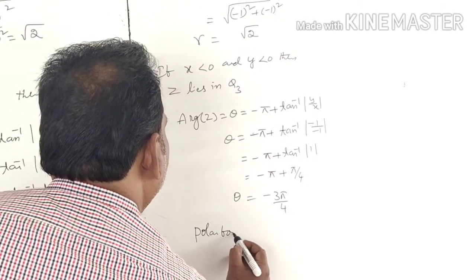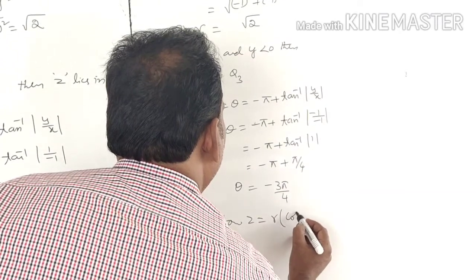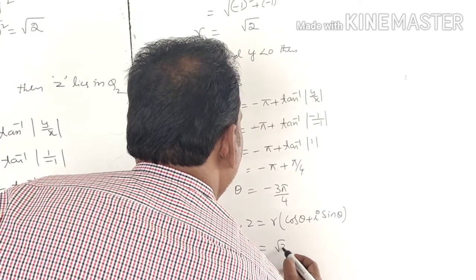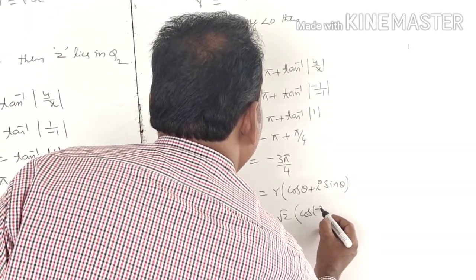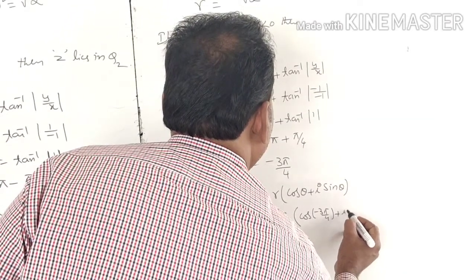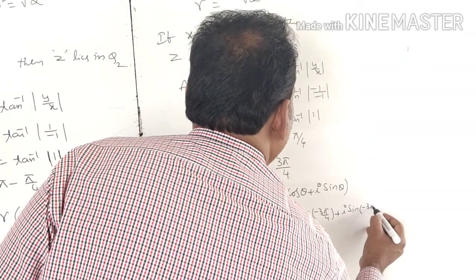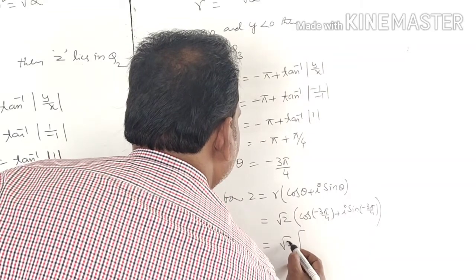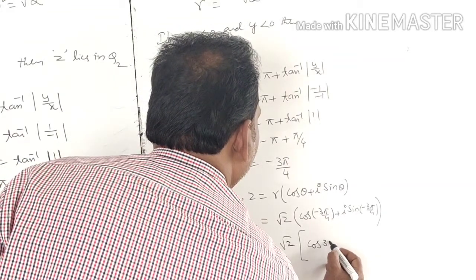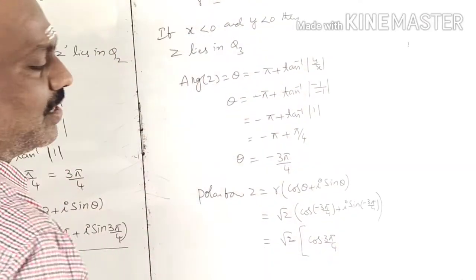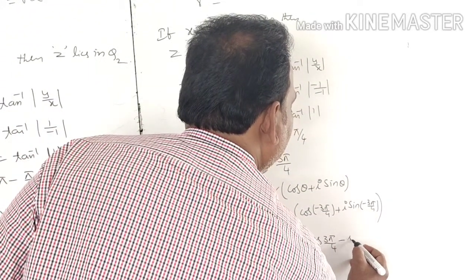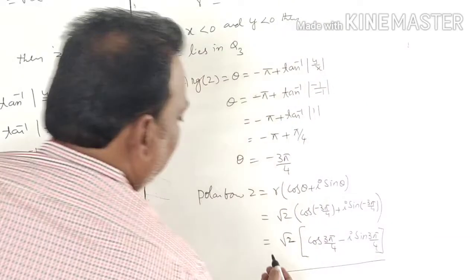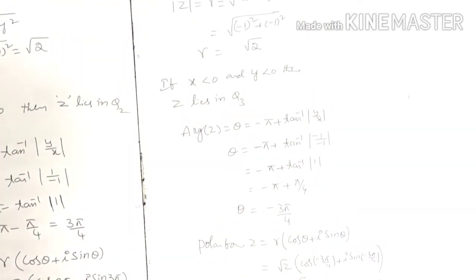Polar form: z is equal to r into cos theta plus i sin theta. Now you can replace these values. The r value is root 2, cos of minus 3 pi by 4 plus i sin of minus 3 pi by 4. We can do more simplification also. I told you cos of minus theta always becomes cos theta, and I will explain in trigonometry that sin of minus theta is minus sin theta. So you will get the polar form of a complex number, with i sin 3 pi by 4.